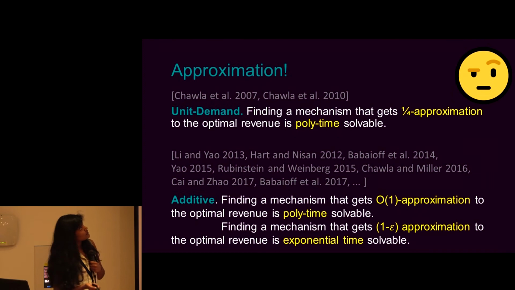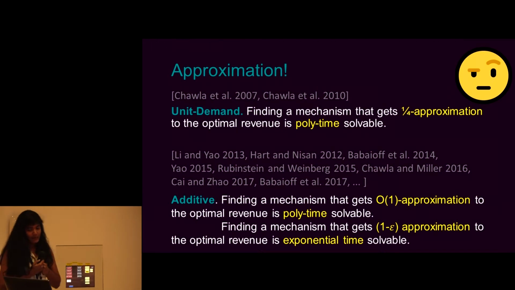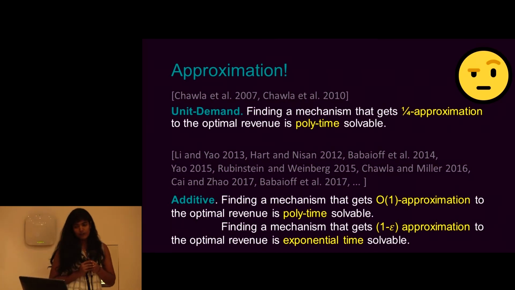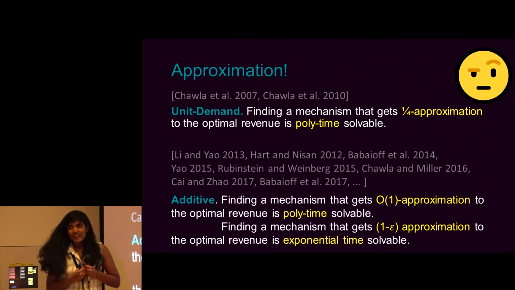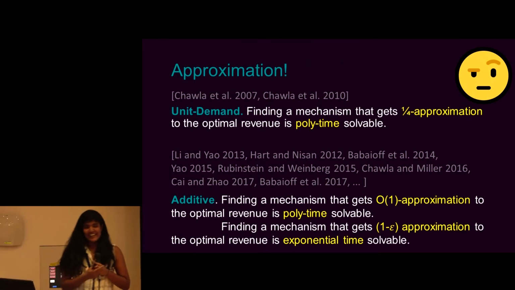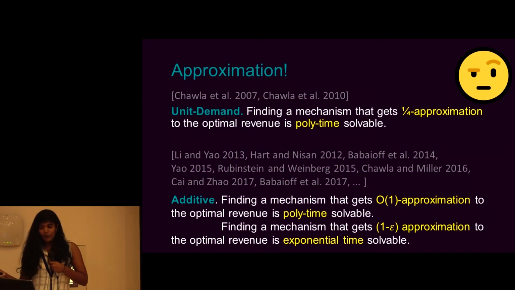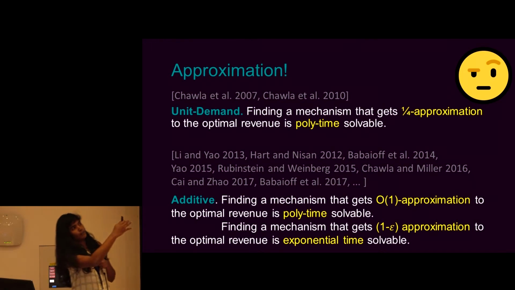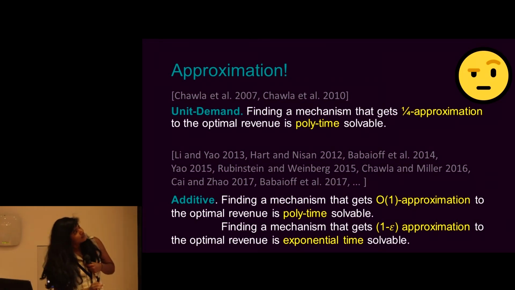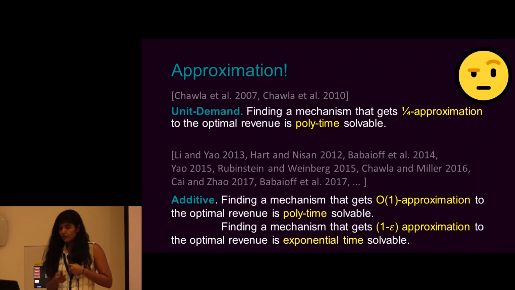But we also have some good news, from Chawla et al., who like approximations. Finding a mechanism that gets a 1/4 approximation to the optimal revenue is polytime solvable. But is this really good news? Who wants to sell things that cost $1,000 for $250? Would you do that? Of course, can you do better? And till now, we actually didn't even know a 1/4 plus epsilon approximation. Nothing better than a 1/4 approximation was known for unit demand.